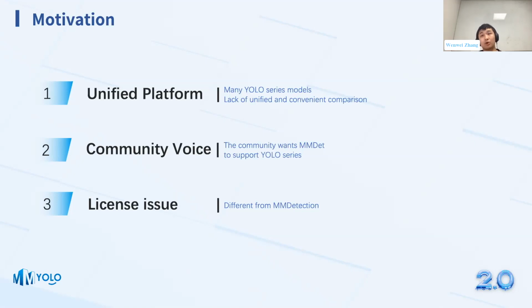So first, we want to provide a unified platform for the YOLO series models. We also found that there are many developers in the community who want MMDet to support the YOLO series. We heard many voices in the last year, so we decided to support YOLO on MMDetection. However, many YOLO series models use different licenses, like GPL3, while MMDetection uses the Apache license. So we decided to release the YOLO series models in a new repo using the GPL license.